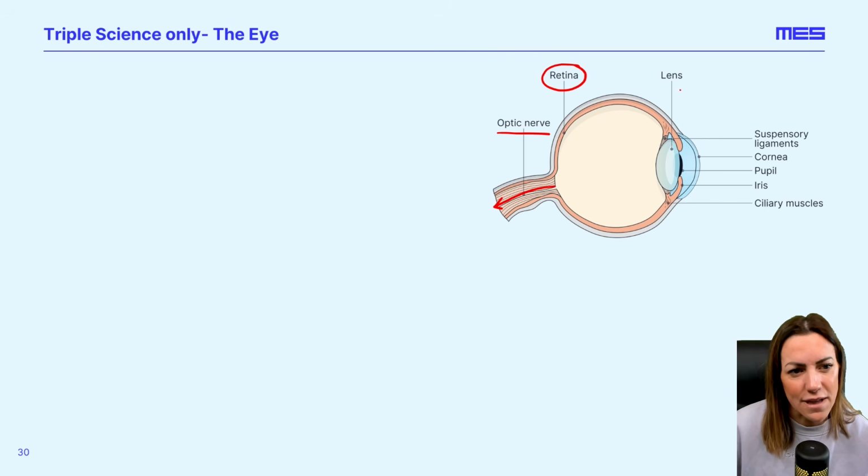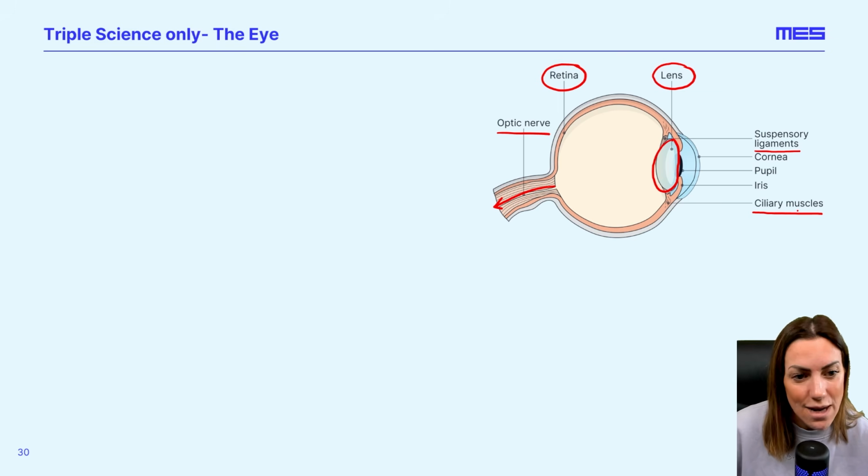Towards the front of the eye, you've got the lens, which is this kind of oval shaped structure here. That can change shape. And the lens is connected to suspensory ligaments. So the suspensory ligaments hold the lens in place, and the suspensory ligaments will then connect to ciliary muscles. And the ciliary muscles can contract and relax to change the shape of the lens. At the very front of the eye, you've got the cornea, which will bend or refract the light.